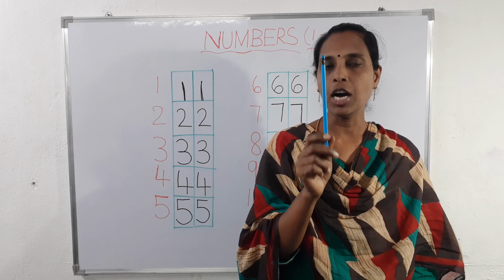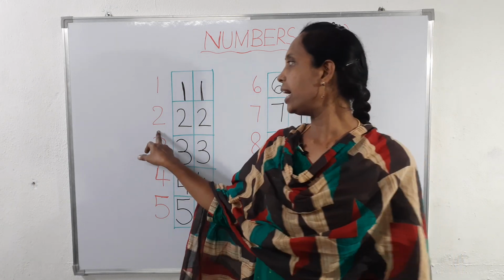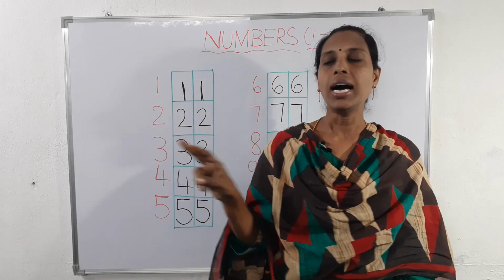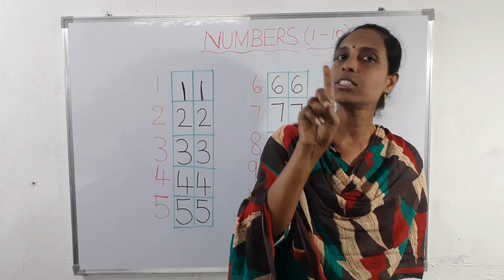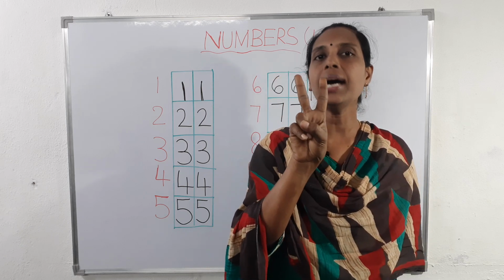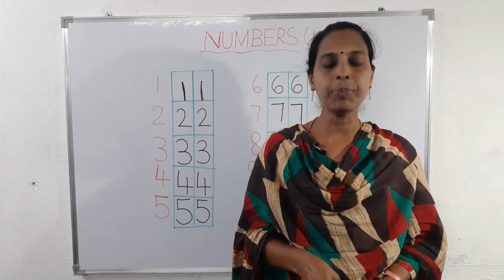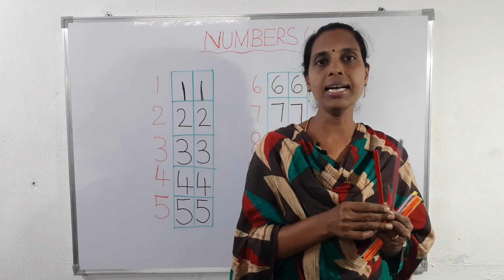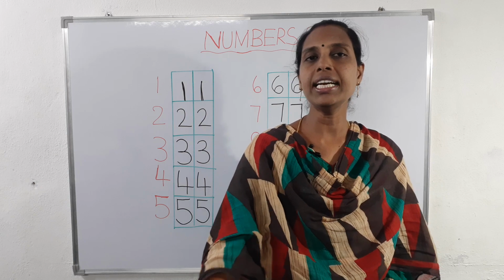How many pencils? 1. What is the next number, children? 2. All of you show with your fingers, children. 1, 2. What is this number? 2. Let's count the pencils, children. How many pencils? 1, 2. 2 pencils.